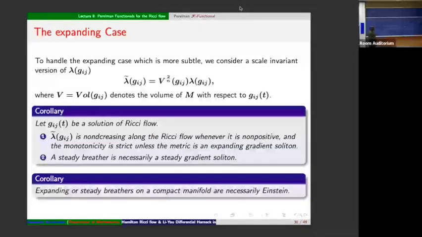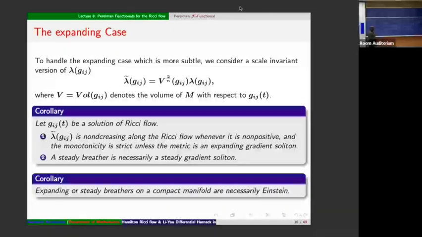Then, to do expanding solitons, what you do is modify that lambda, the infimum of that energy, with the volume. V is the volume of g_ij with 2n. If you do that, you can get this as a corollary using the same method, because you have defined lambda bar in terms of lambda, and this lambda is the infimum of that energy. Use the same. Then you can now see that under this, a steady breather is going to be an expanding breather.